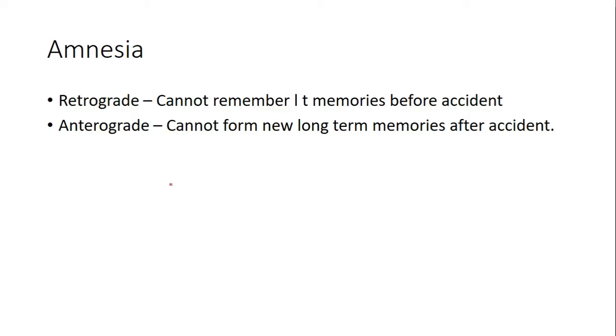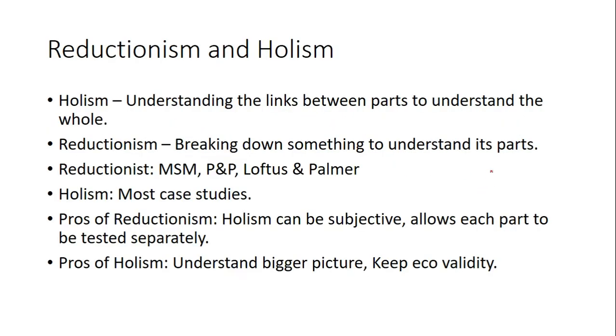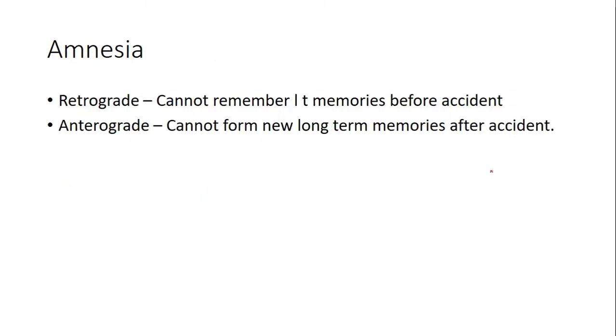Amnesia. Retrograde amnesia is when you can't remember long-term memories from before the accident, and anterograde is when you cannot form new long-term memories after the accident. Okay, so you might be asked how these are treated. Generally for retrograde you can say things like, you can put post-it notes out, or a person in care might have to be reminded of things or told things that they've done before the accident.